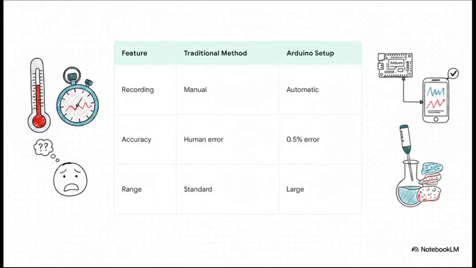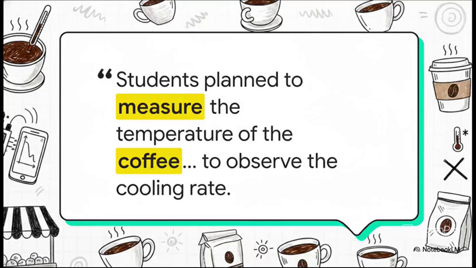Manual methods require constant attention, and let's be honest, they risk a lot of human error. The Arduino setup completely automates the recording, with an astounding error rate of just around 0.5% compared to commercial sensors. Plus, it can measure a much larger temperature range. And because this new tech is so portable, students actually took it to the local market. They literally planned an experiment to measure the cooling rates of famous street coffees, just to observe how different ingredients impacted the thermal decay curve. It's a brilliant real-world application of theories from 1701.